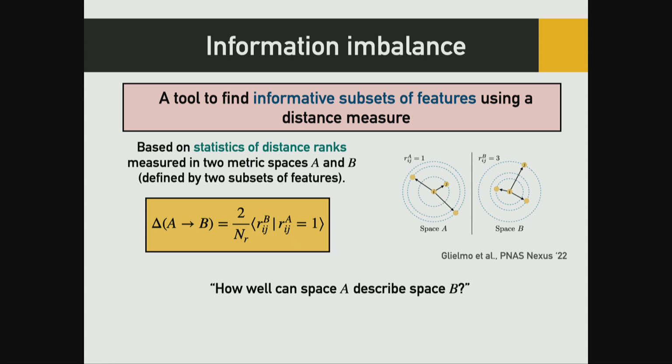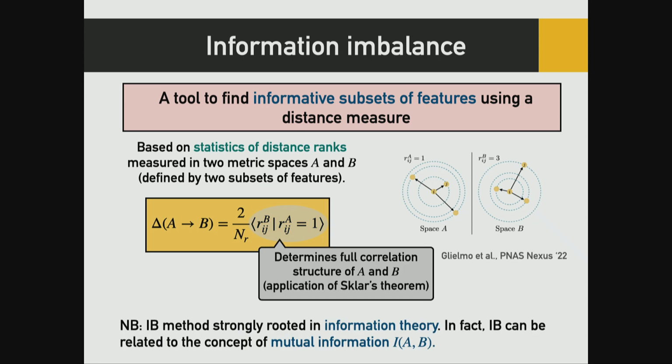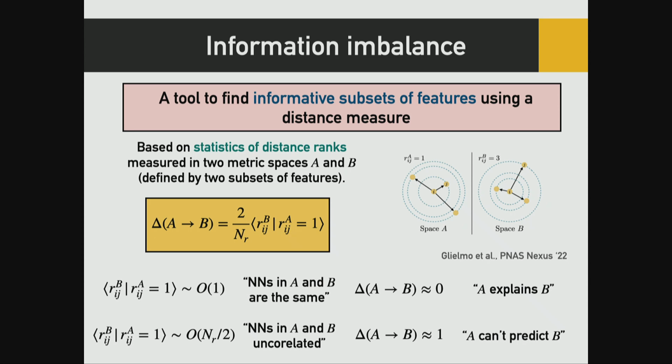So at this moment, this quantity might look a little bit obscure, but my claim is that what this quantity tells you is how well space A can describe the structure of space B. And there is a way to make this formulation mathematically formal in probability theory. For the experts, that's essentially an application of what's known as Sklar's theorem. But what is important to point out here is that this conditional expectation value really determines the full correlation structure between the two spaces.